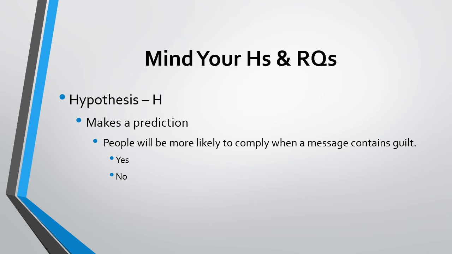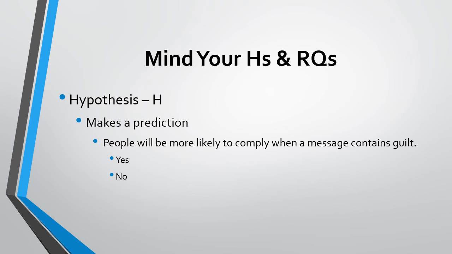So for instance, people will be more likely to comply when a message contains guilt, right? That's the prediction, that's a hypothesis. And the researcher is going to basically come back and say yes or no. And by yes or no, what I mean is, yes, I find support for that, or no, I don't find any support for it. Right? By the way, we find that's sort of true so long as it's done right, if you'll recall what the book says about that.